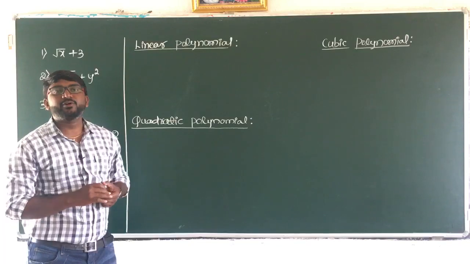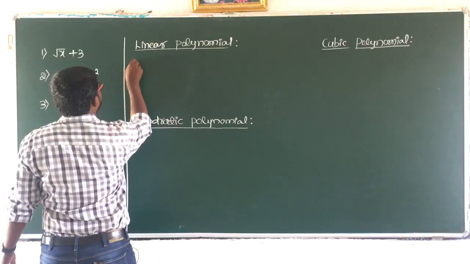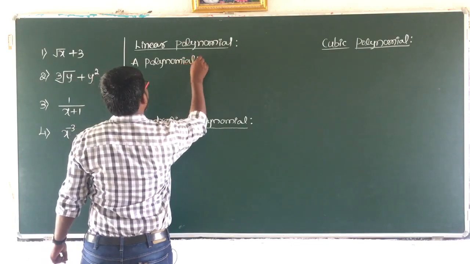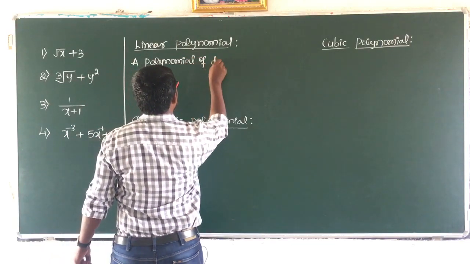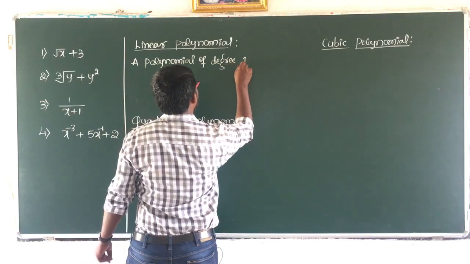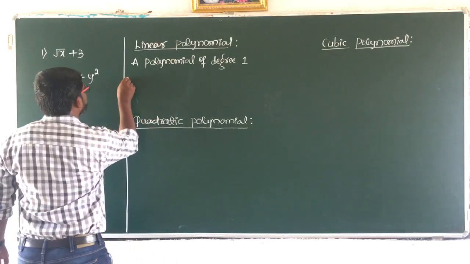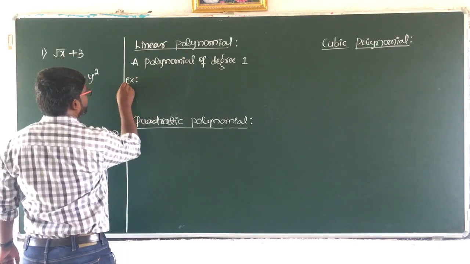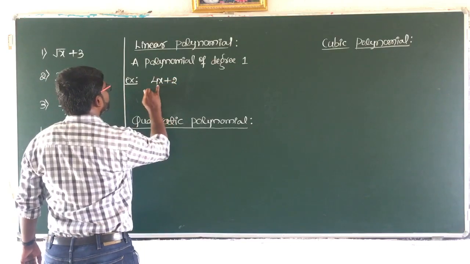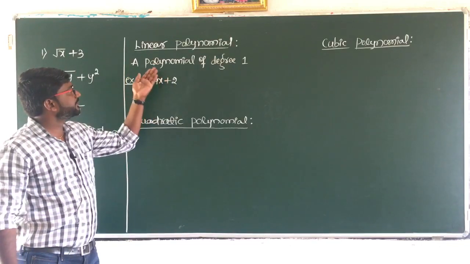The degree of the polynomial is 1 in the case of a linear polynomial. A polynomial of degree 1 is called a linear polynomial. An example is 4x plus 2. This is a linear polynomial because the highest power of x is 1. So this is an example of a linear polynomial.